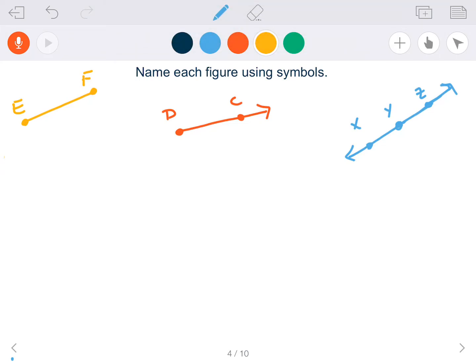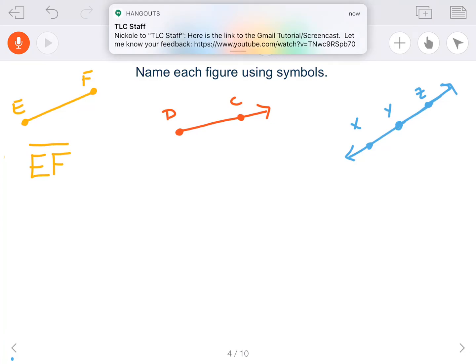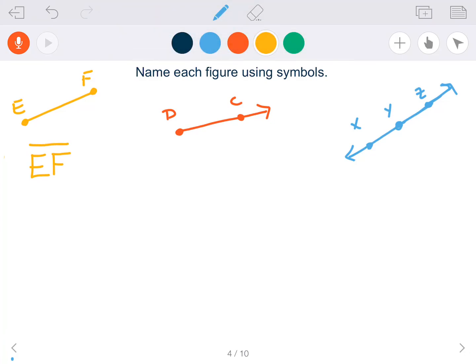Segment EF. I see endpoints at E and F. There are no lines extending forever in each direction. To use symbols, we would use the capital letters E and F. I'd put a line over the top where there would be no arrows on either side. This indicates a segment.